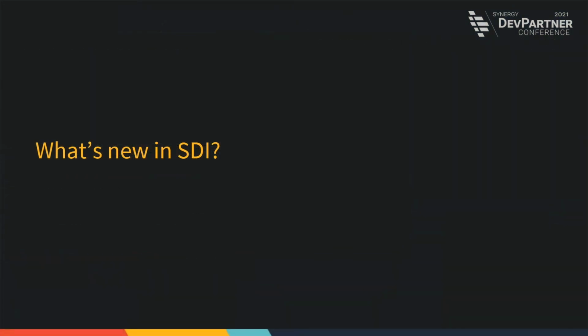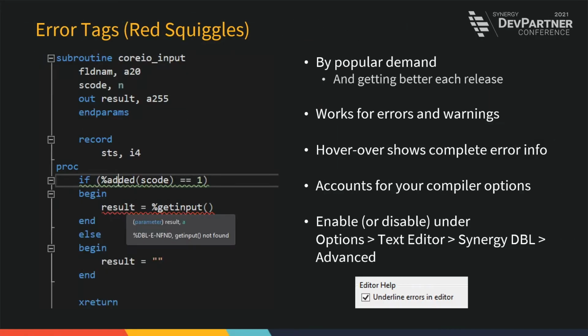Enough about Visual Studio proper. It's finally time to talk about SDI instead. This first item is a Visual Studio staple that was sorely lacking from our language integration. But I'm pleased to share that it is in the product and actually working quite well. You asked for it, we asked for it, and we figured out a way to finally deliver red squiggles or error tags or inline error information or however you want to refer to it.